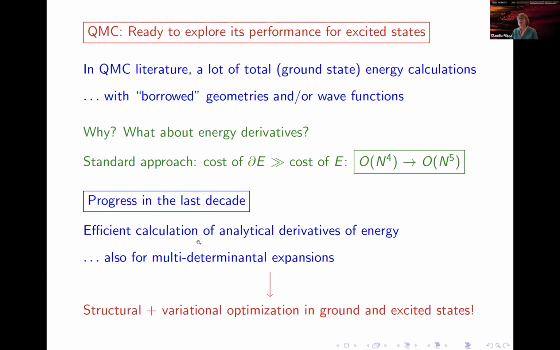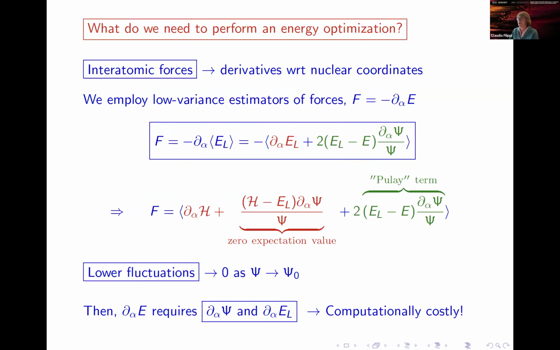real space QMC can perform structure and variational optimization of whatever problem you're interested in, for the ground state and the excited state. And I should mention that we do it analytically, but for instance, in TurboRVB, the code used by Michele, they are using algorithmic differentiation to actually reach an efficient computation of the derivative.